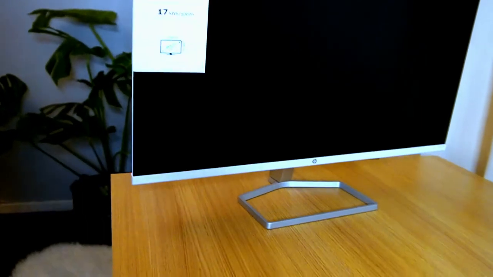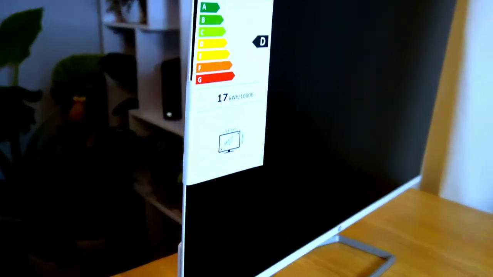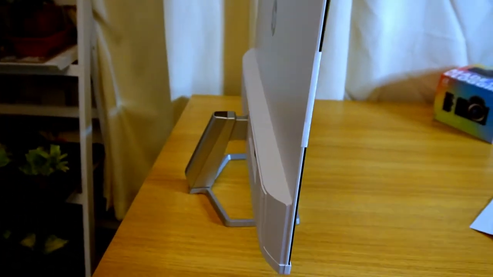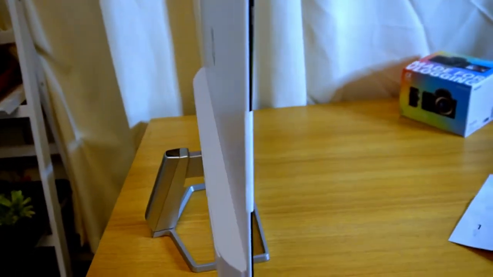Brightness-wise, the HP M27FW also has a strong brightness ratio of 300. This isn't a tremendous change from 250, but it's one of the things that set this display apart from the rest.